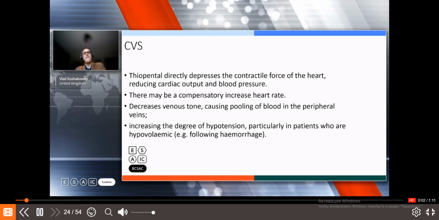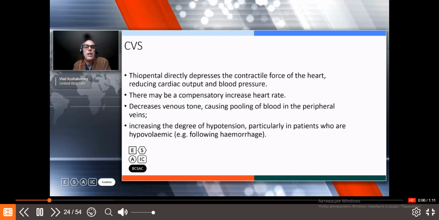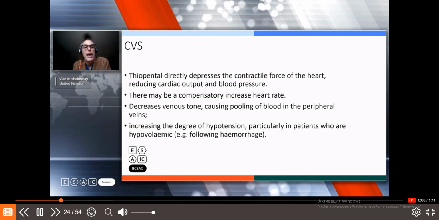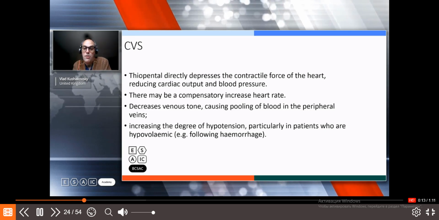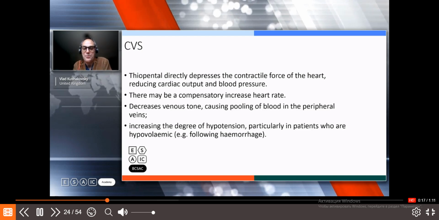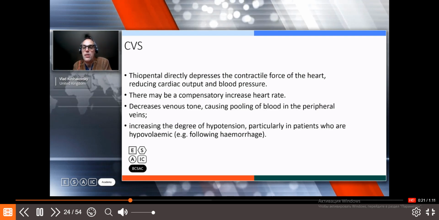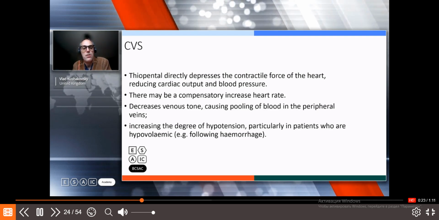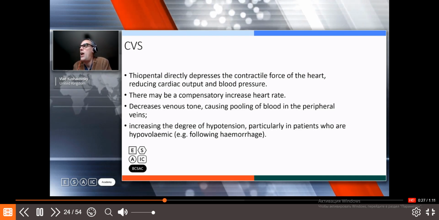However, it directly depresses the contractile force of the heart, reduces cardiac output and blood pressure. There may be a compensatory increase in heart rate. It decreases the venous tone, causing pooling of blood in the peripheral veins. It significantly increases the degree of hypotension, particularly in patients who are hypovolemic, for example, following a hemorrhage.